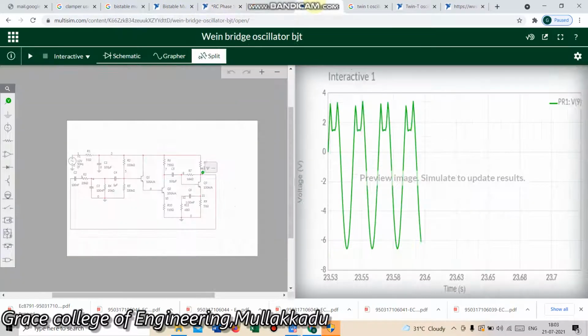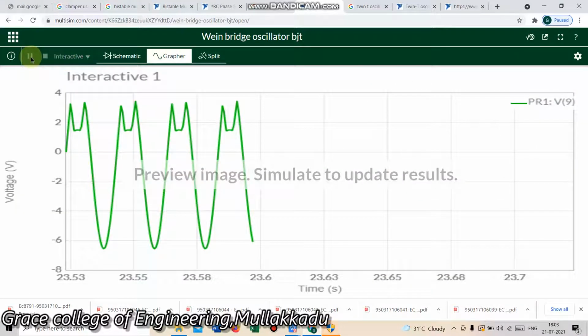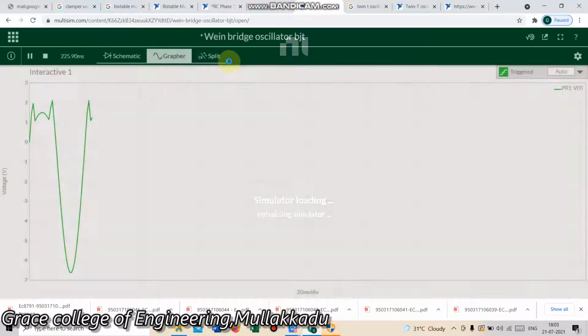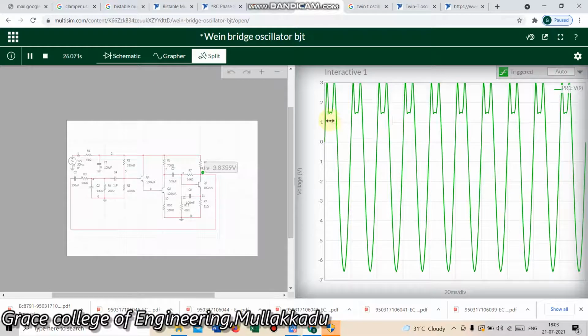Next, we are going to see about the Wien bridge oscillator. This is the circuit diagram for the Wien bridge oscillator. See, these are the 2 CE amplifier stages which produce a 180-degree phase shift. This is a bridge network which consists of an RC parallel combination and a series combination. When we simulate this, it produces a sinusoidal output waveform. See, there is some distortion at the positive edge, but the output is a sinusoidal waveform which we obtained in the Wien bridge oscillator. Thank you.